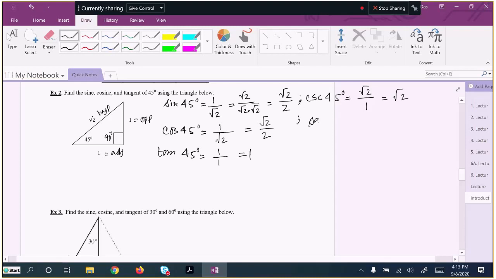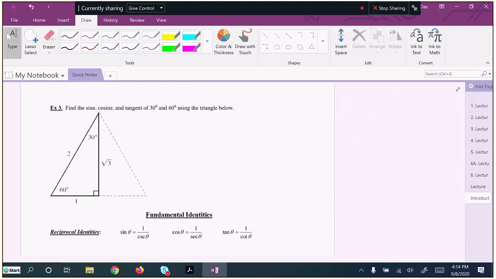Secant is going to be hypotenuse over adjacent, so still square root of 2. Cotangent will be adjacent over opposite, so still 1.